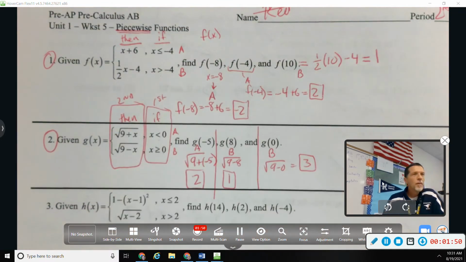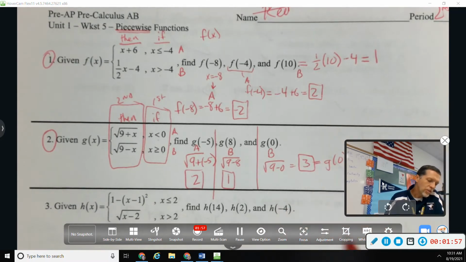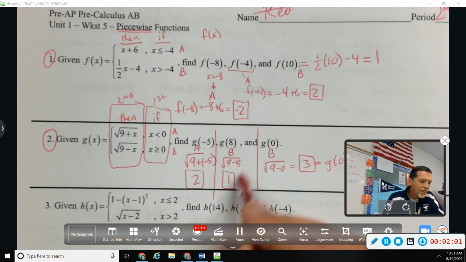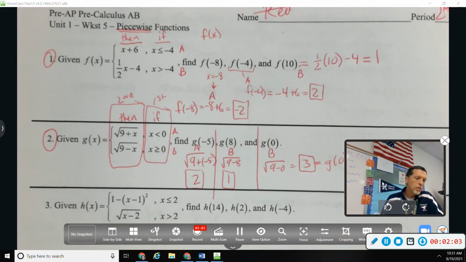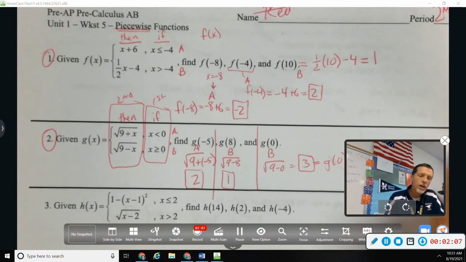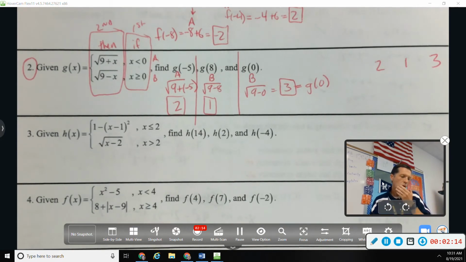When writing the answers, do we need to have like g of 0 equals 3? So that's a good question. The best answer would be g of 0 equals 3. Since I split them up like that, I think it's clear who goes with who. But what you wouldn't want to do is to just out here to the side write 2, 1, 3, because then I'm like, well, what's 2 and 1 and 3? So make sure it's clear what's what.